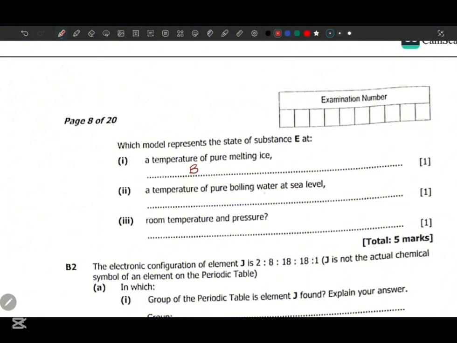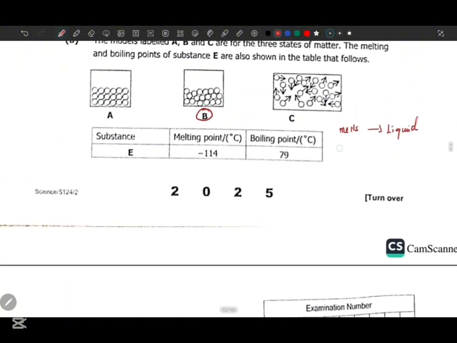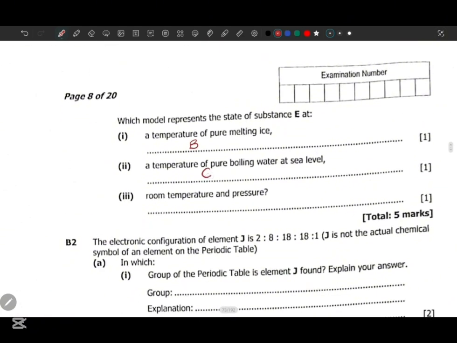A temperature of pure boiling water at sea level. Now, when water is boiling, it undergoes evaporation and finally turns into what? Gas. Meaning C is the correct one.